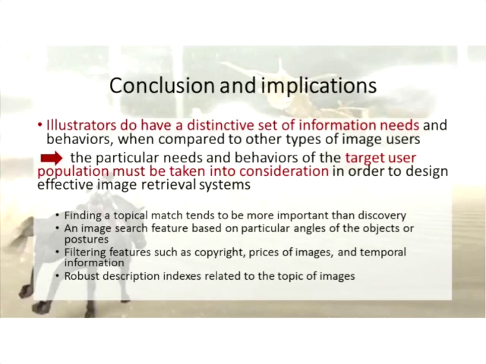For illustrators, finding a match tends to be more important than discovery, as they typically need to find specific images of objects or environments for a specific illustrating task. An image search feature based on particular angles of the objects or postures would be especially useful, along with filtering features such as copyright, prices of images, and temporal information. In addition, robust description indexes related to the topics of images can aid their targeted search.